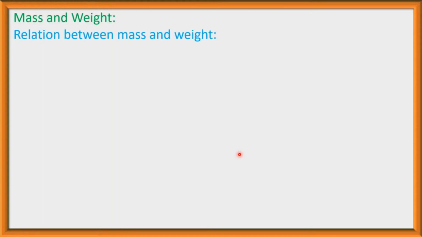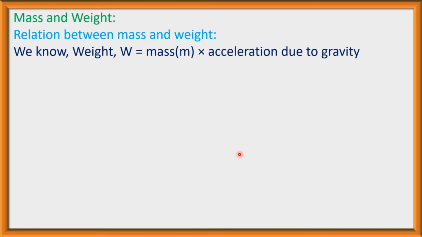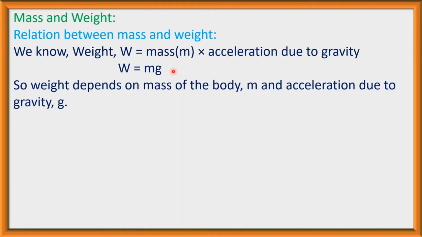Relation between mass and weight. We know weight W is equal to mass m into acceleration due to gravity, W is equal to mg. So weight depends on the mass of the body m and acceleration due to gravity g. Weight is equal to mass into g, so weight depends on the mass of the body and acceleration due to gravity.